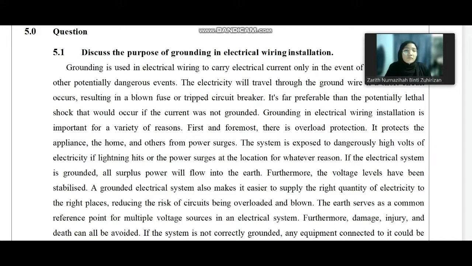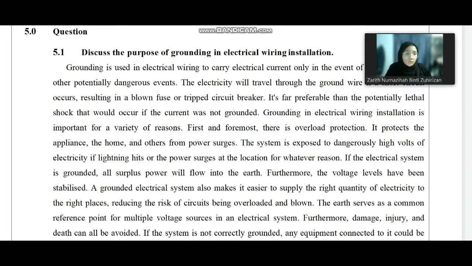It's far preferable to the potentially lethal shock that would occur if the current was not grounded. Grounding in electrical wiring installation is important for a variety of reasons. First and foremost, there is overload protection. It protects the home and others from power surges.